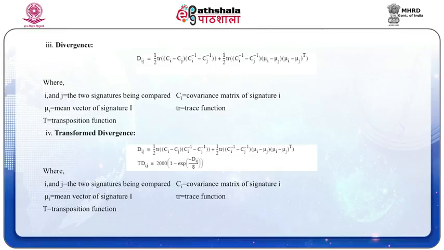Now transform divergence. As shown in the given equation, this is the improved method of evaluation of signatures, where i and j are the two signatures being compared. Ci is again the covariance matrix, mu i is the mean vector, Tr is the trace function, and T is a transposition function.